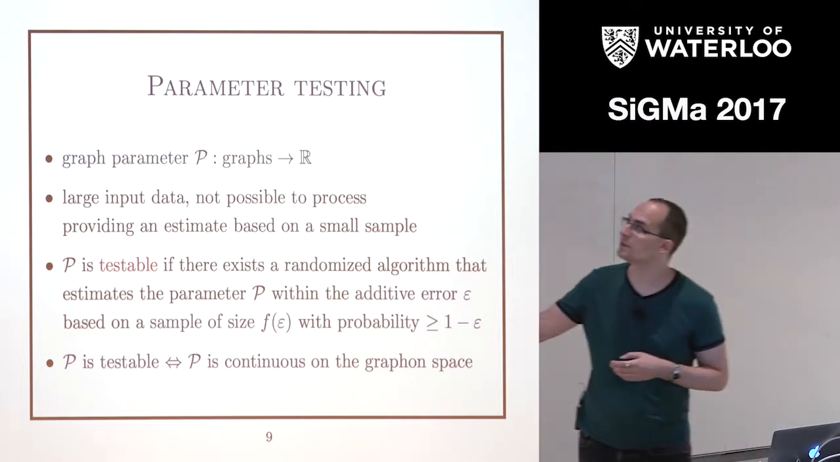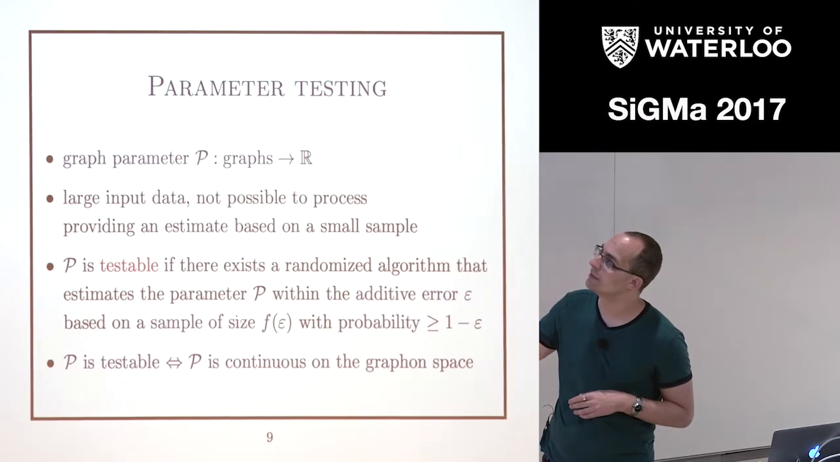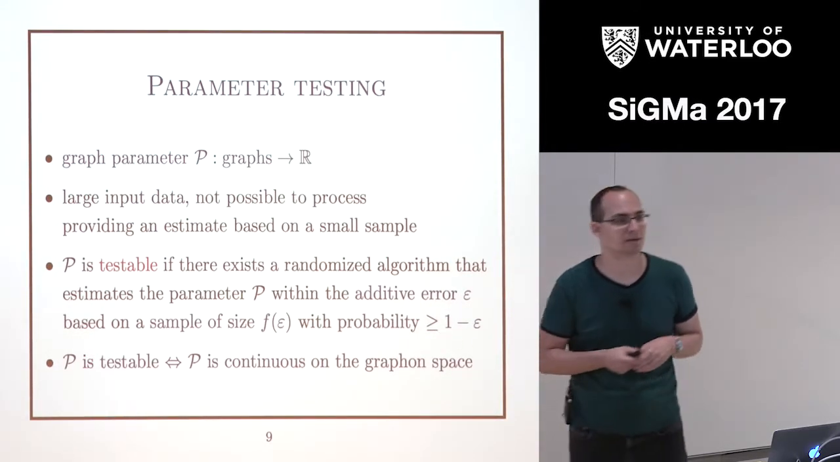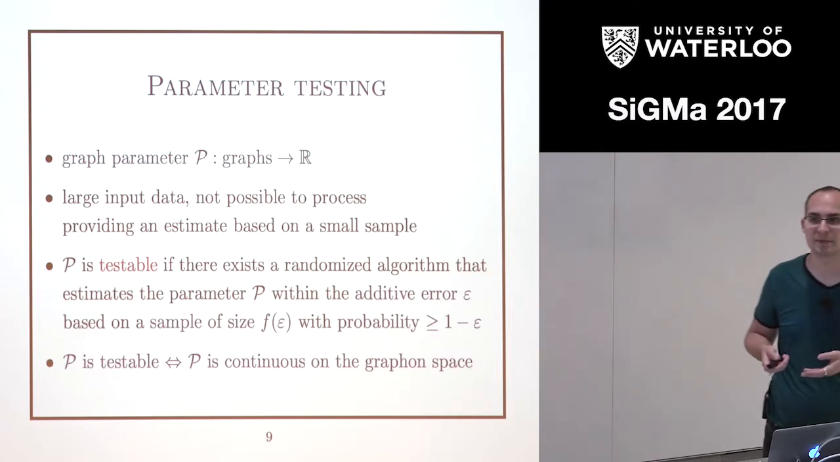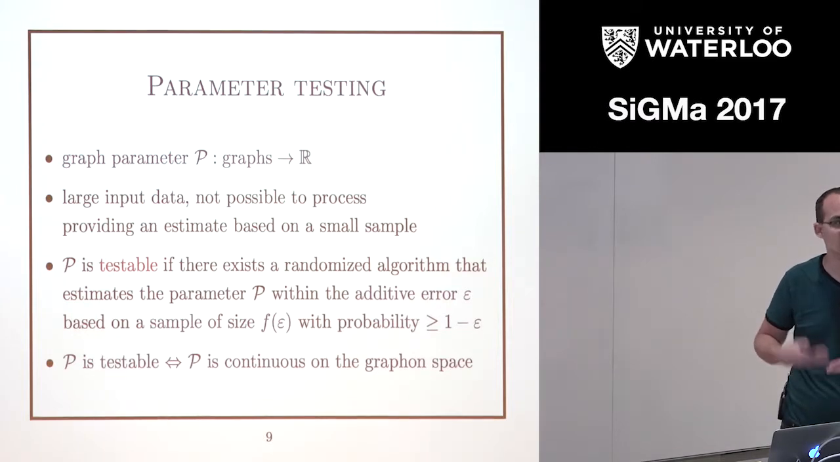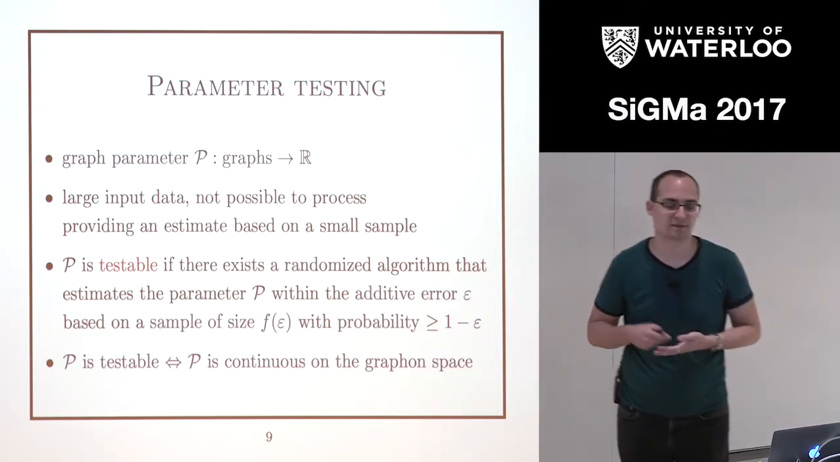So formally, I will say that the parameter is testable if there exists a randomized algorithm that for every positive epsilon determines the parameter within the additive error of epsilon based on a sample of constant size, where the constant size depends on epsilon, with probability at least 1 minus epsilon. So somebody comes to you and tells you, I want an algorithm that will approximate the parameter with at least this probability, with at most this error. And then the algorithm should be able to say, okay, then I will need 1 million vertices to look at. The algorithm looks at 1 million random vertices, and then based on the sample says, okay, this is the likely value of the parameter.